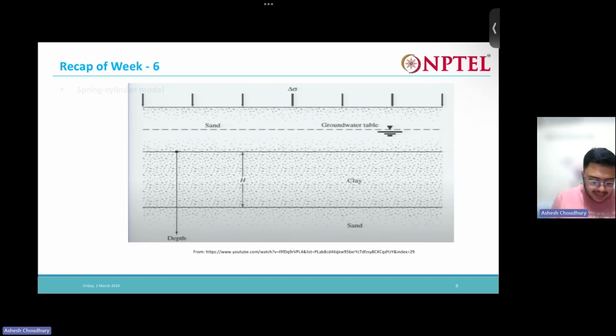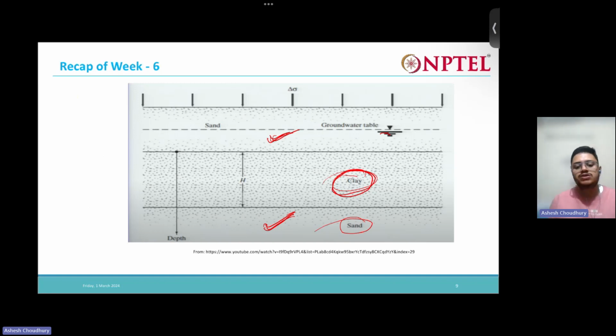Okay, now let us see this image. You can see here we have a sand layer at the top, we have the groundwater table here, then we have a clay layer here, and below also we have a sand layer. So the clay is bounded by two sand layers. Top there is sand, bottom there is sand, and between them there is a clay layer. So this means the clay is sandwiched between two sand layers, right?